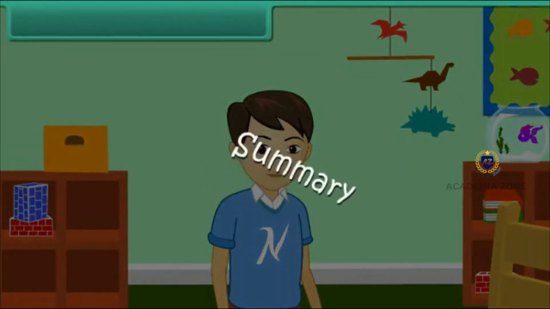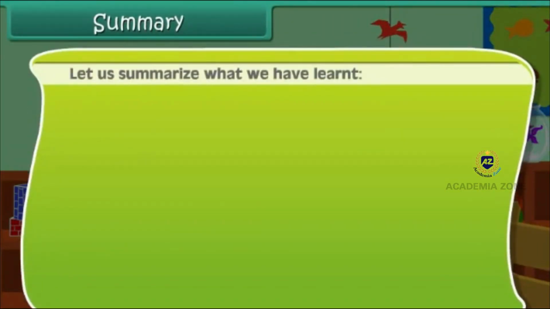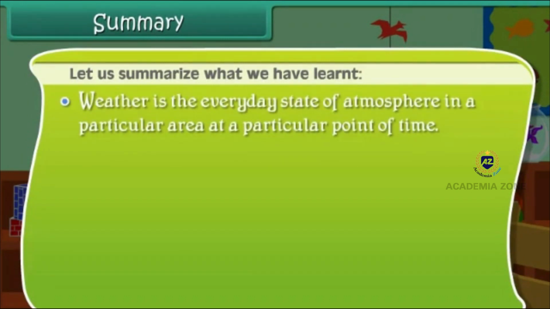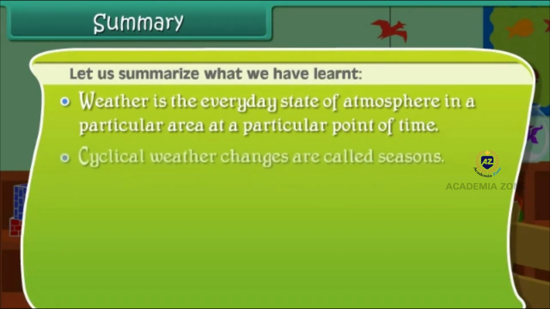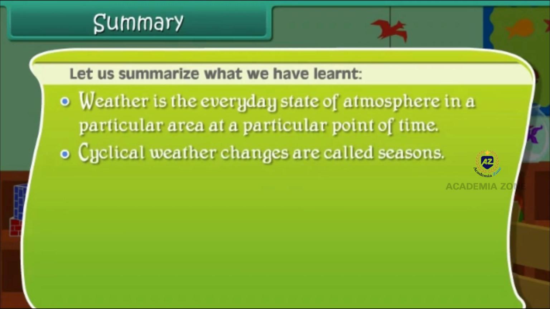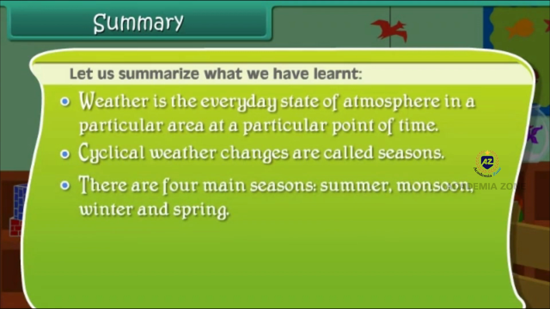Summary. Let us summarize what we have learned. Weather is the everyday state of atmosphere in a particular area at a particular point of time. Cyclical weather changes are called seasons. There are 4 main seasons: summer, monsoon, winter and spring.